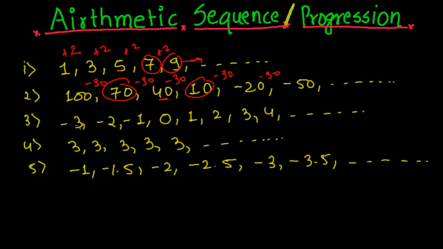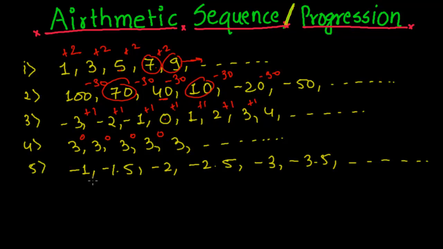Again, let me do it here. In minus 3, if I add plus 1, I get minus 2. Again if I add plus 1, I get the third term, and again plus 1, I get the fourth term, and so on. And here, if I add 0, I get 3. Again if I add 0, I get 3 again. Meaning in each term I have to add only 0, or I can say subtract 0.